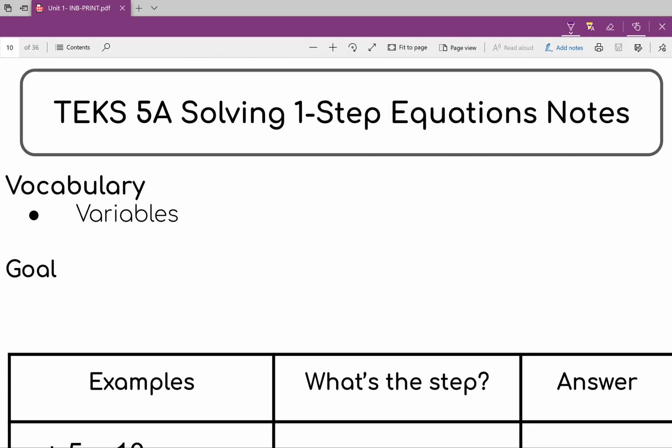TEK 5A, solving one-step equation notes. Okay, so let's get started.